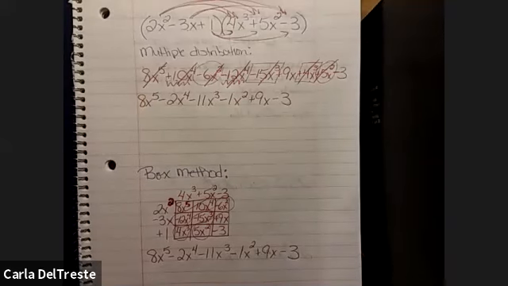So that's it for section 13. This is multiplication of any size polynomial, and you've got 2 techniques to choose from: multiple distribution technique or the box method.